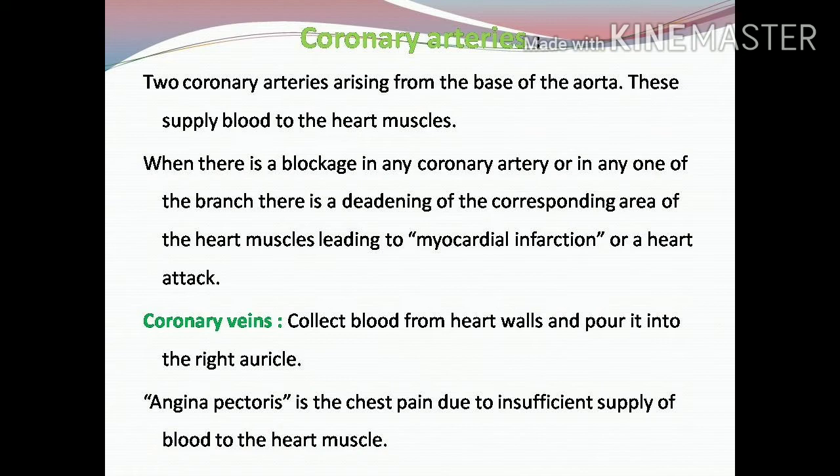The coronary veins collect blood from heart walls and pour it into the right auricle. Here coronary veins carry the blood from the heart walls, that is especially deoxygenated blood, and pour that blood into the right auricle. Here sometimes chest pain will occur. That chest pain is called angina pectoris. This chest pain is due to the insufficient supply of blood to the heart muscles. At that time chest pain takes place, so we call it angina pectoris.